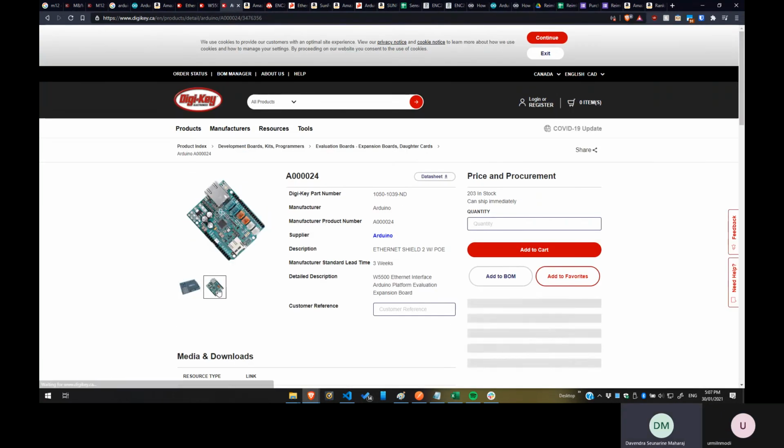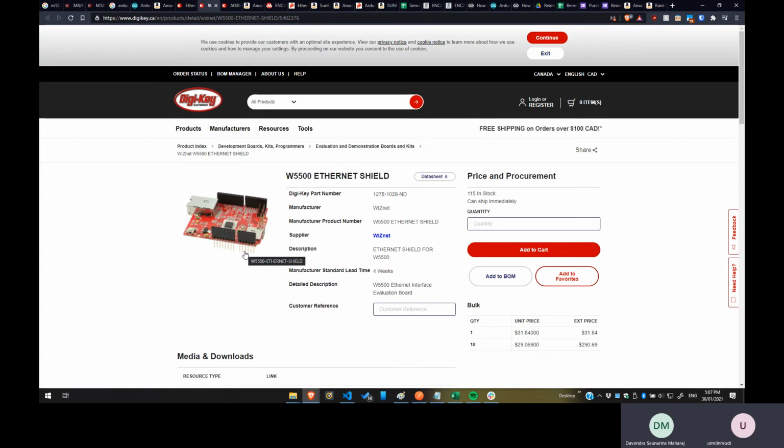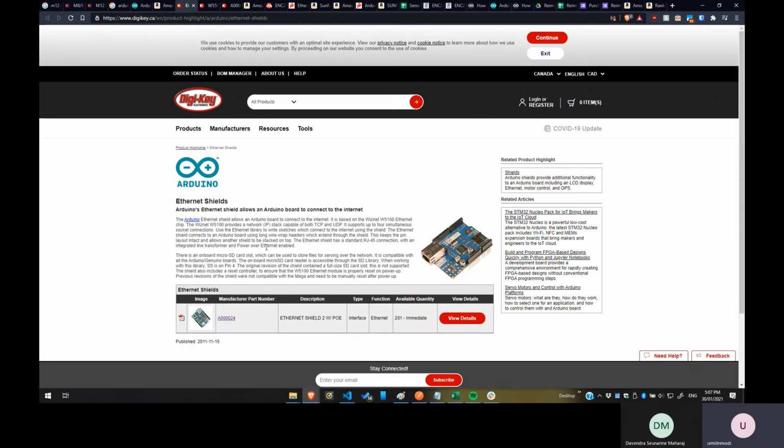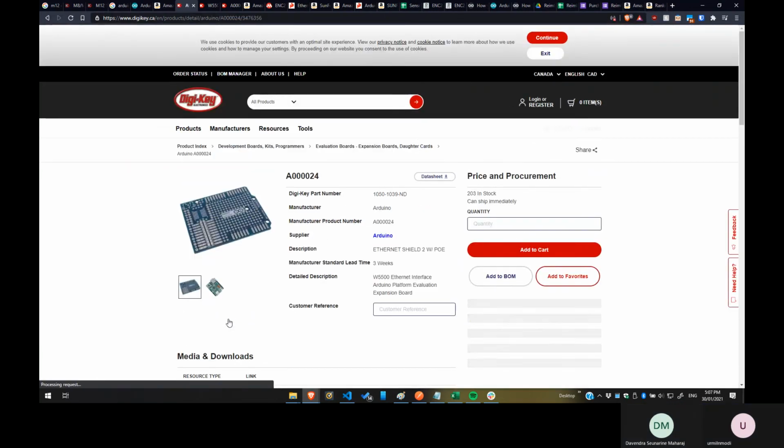Wait, have you seen the Odroid before? Never. I've seen pictures of it, but never actually put my hands on it. You want to see what it looks like? Yeah, sure. Is the Arduino bigger than it?